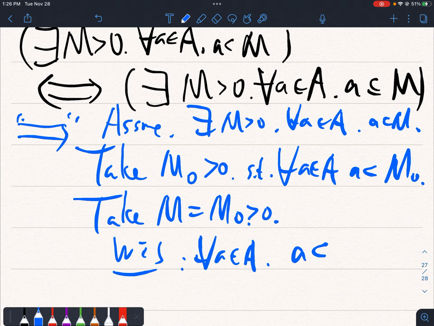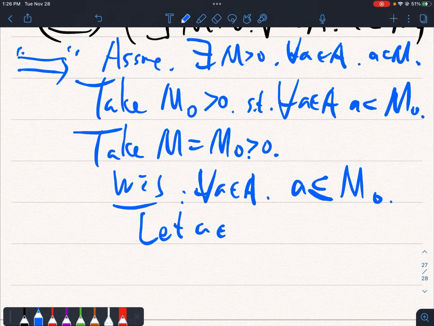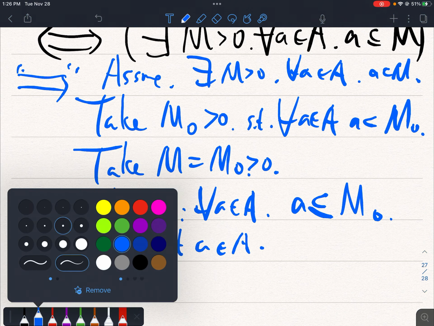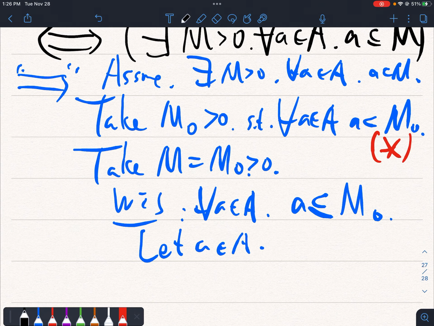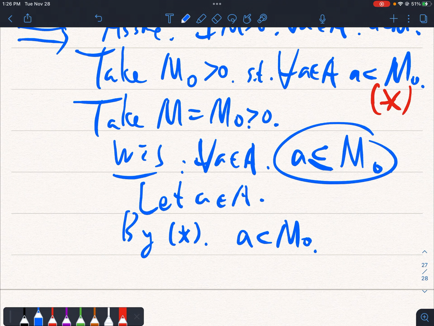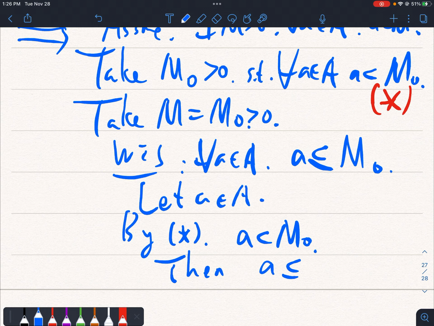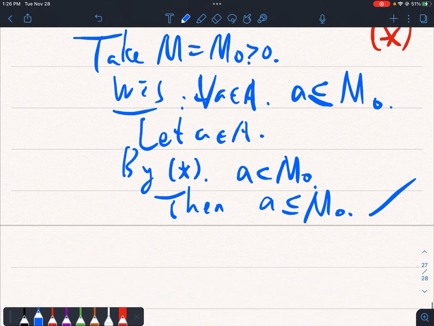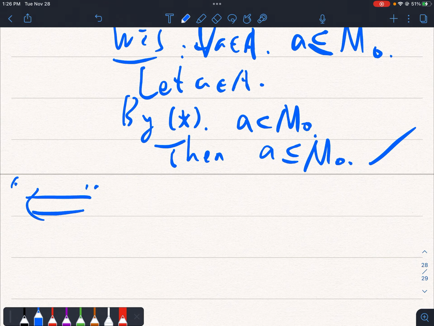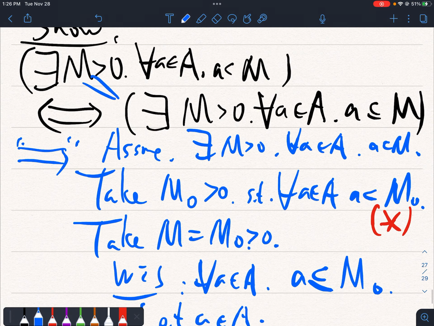And then we want to show that for all a in A, we have a is less than or equal to m naught. So we simply let any a in A, and then by this assumption, you can call it star. So you can say by star, we have a is less than m naught. And we want to show a is less than or equal to m naught. But as I said, by the hint, a less than m naught implies that a is less than or equal to m naught, because this is or, okay? And we win.